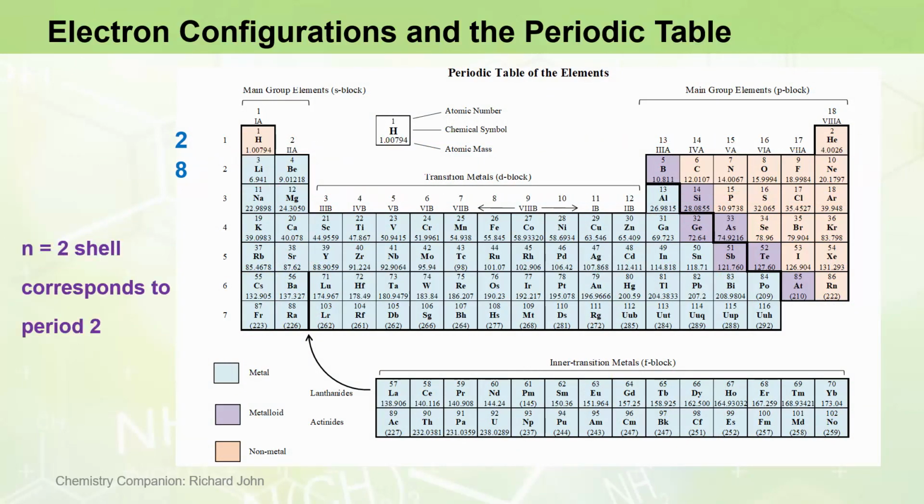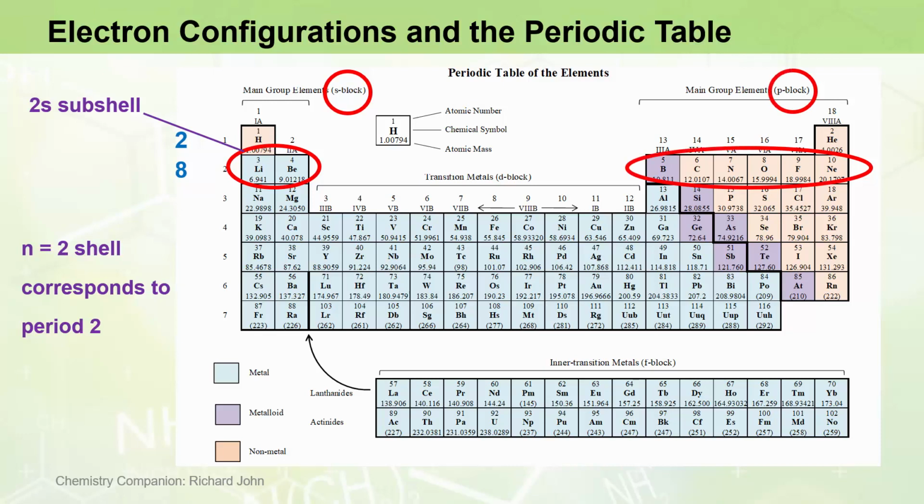So it seems that the n equals 2 shell, which accommodates 8 electrons, corresponds to period 2 in the periodic table, which has 8 elements, and that these 2 elements here in the s block correspond to the 2 electrons allowed in the 2s subshell, and that these 6 elements here in the p block correspond to the 6 electrons allowed in the 2p subshell.